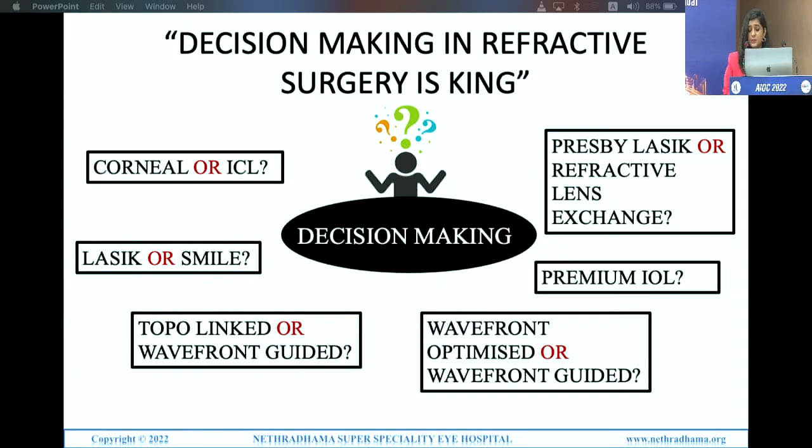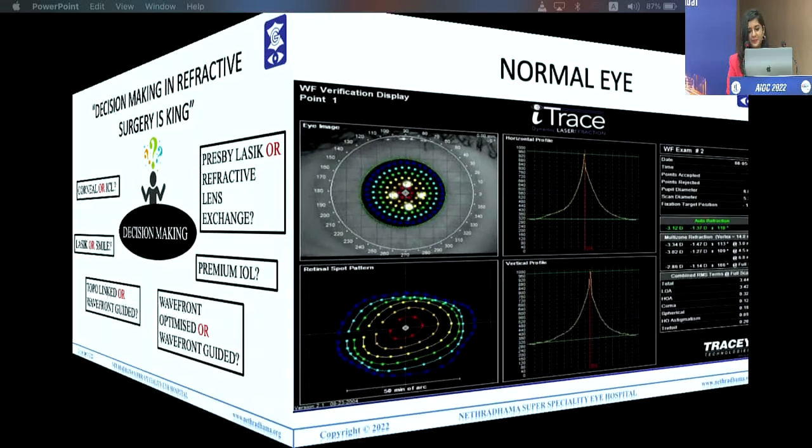Do I do a corneal procedure? Do I put an ICL? Do I do LASIK? Do I do SMILE? For LASIK, do I do a topo-link LASIK or a wavefront guided LASIK? Do I do a wavefront optimized or a wavefront guided LASIK? Can I implant a premium IOL in this patient? Or in patients over 40 years of age, do I do a presby LASIK or a refractive lens exchange? So aberrometry, let's see how it helps us with these decisions.